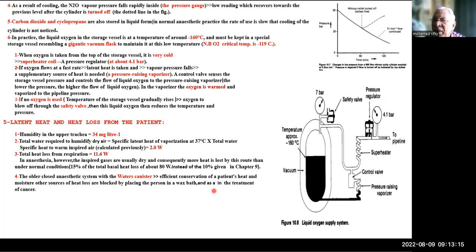It is a simple subject, and the most important thing is to know the definition of the specific heat and the latent heat and the specific heat and the heat capacity and the specific latent heat and the applications during anesthesia.